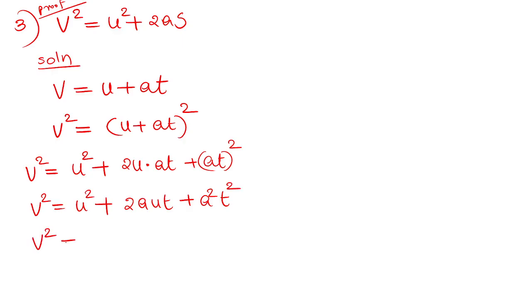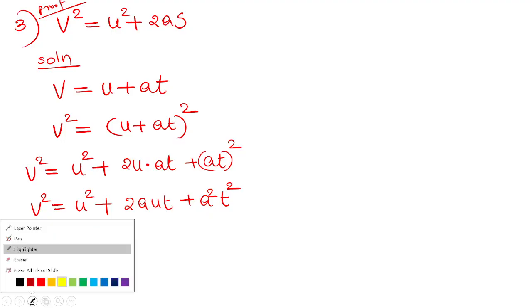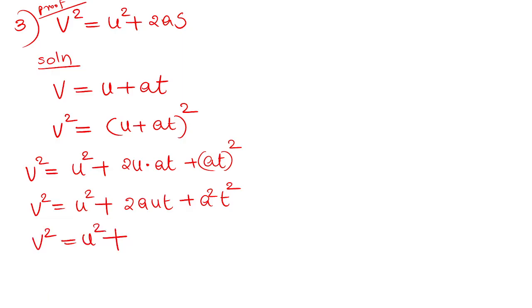v square equal to u square plus 2as, right? So one a can be taken out, or let me make some adjustment. I will tell you. Let me make an adjustment here. a square t square. Look at this term. If I write it as 2 times 1 by 2 into a square t square, is there any mistake? Can I write a square t square as 2 into 1 by 2 into a square t square?